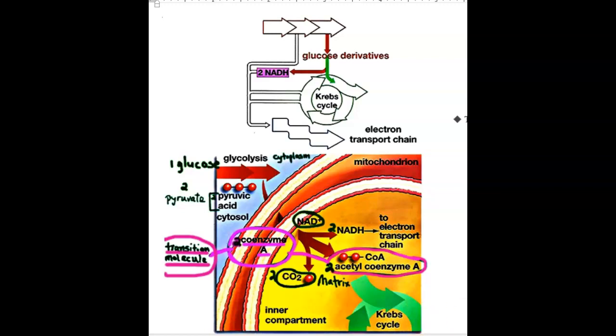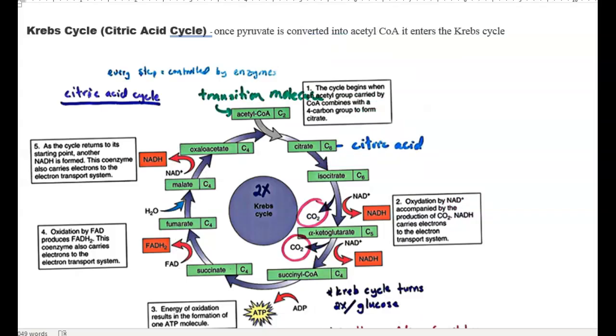So acetyl-CoA is a transition molecule that now is going to enter the Krebs cycle. Another name for Krebs cycle is citric acid cycle. And this is a picture of the Krebs cycle. So once a pyruvate is converted into acetyl-CoA, or coenzyme A, now that is going to enter the Krebs cycle. And just like the Calvin cycle, it's going to go around 2 times. And every different step is going to be controlled by a different enzyme.